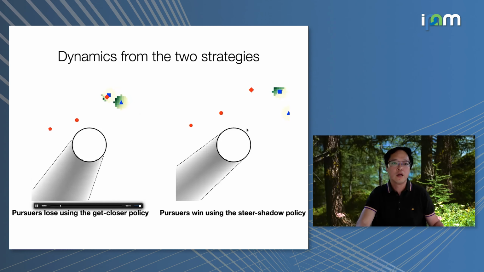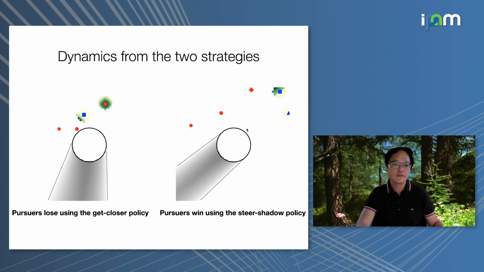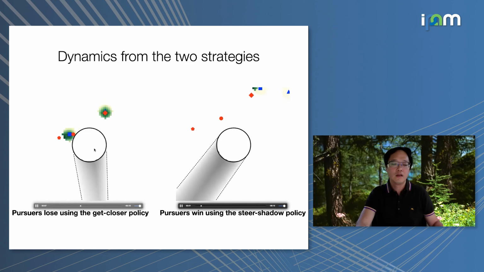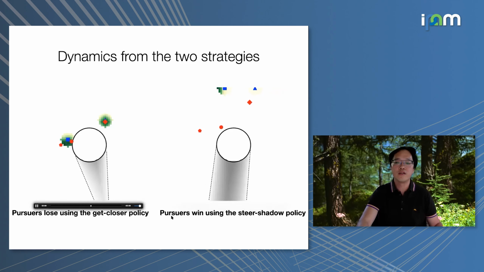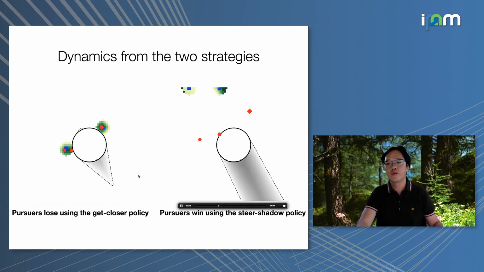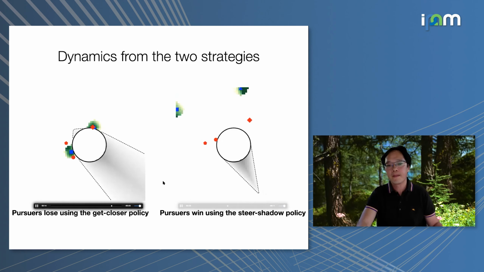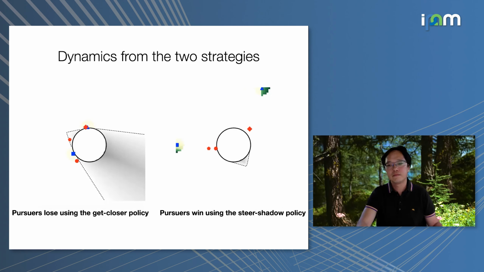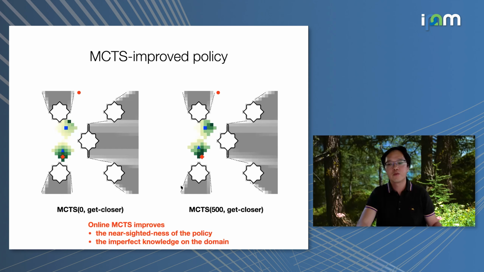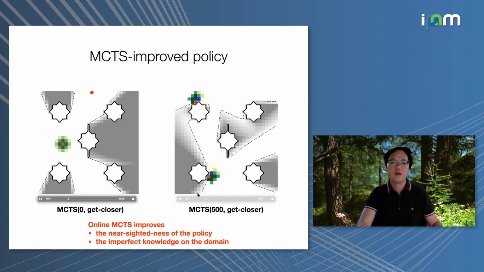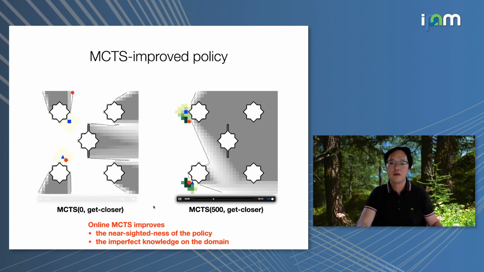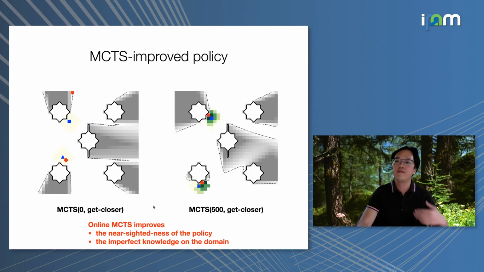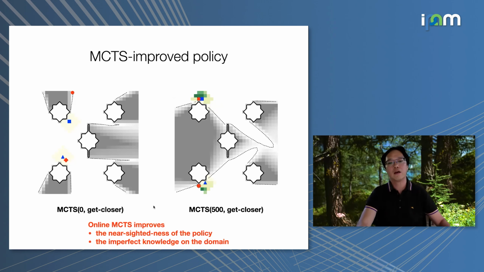These are the four player game. On the left, the pursuer loses using one strategy, and in the other, the pursuer loses based on the other strategy. This is what happened when one strategy is refined by Monte Carlo tree search at game time. It will significantly prolong the game because you gain more look ahead of what is going to happen.